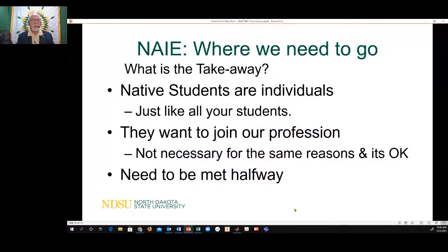We need to treat Native students as individuals, just like all of our students. They want to join our professions, and we should celebrate that, but at the same time recognize that there are different reasons for it, and we need to meet them halfway. It's not an idea of meeting some sort of entry-level activity, but to let them in if we truly want to diversify. And with that, I really thank the Academy of Engineering for this opportunity and appreciate it greatly.